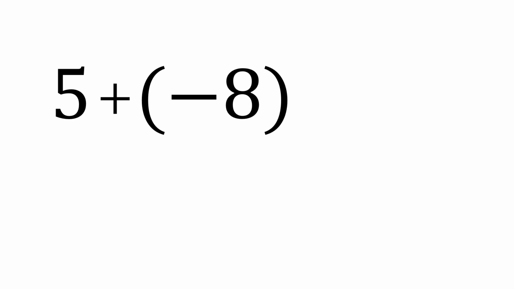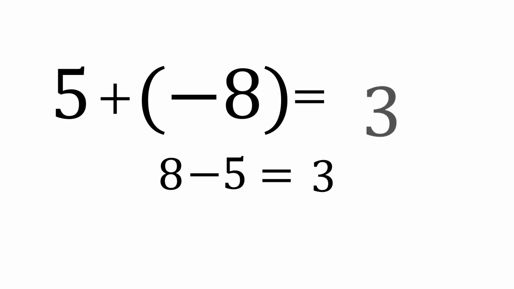Another example, 5 plus negative 8. So we have different signs. That means we will subtract. 8 minus 5 is equal to 3. So the sum must be 3. And then follow or copy the sign of the bigger number. The bigger number is 8 and it is negative. So the sign of 3 must also be negative. So our final answer is negative 3.